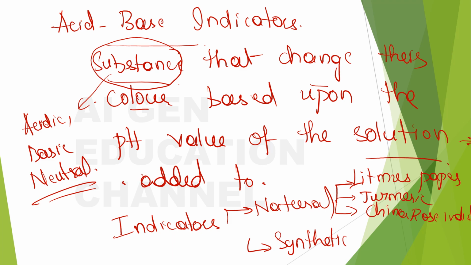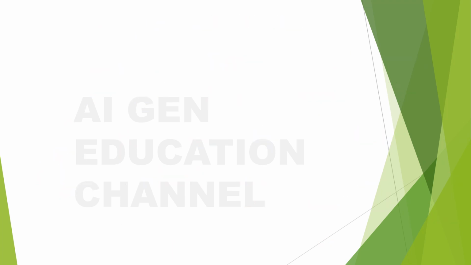And some synthetic indicators will also be there. We will look further into it, but first of all let us see how the color of these natural indicators changes and how we can understand whether it is an acid or base, right. So, first let us look into litmus, right. How does the litmus react, what is its original color, and how does it change if it is mixed with an acid or if it reacts with a base, all that we will see. Okay. So, litmus is a paper.